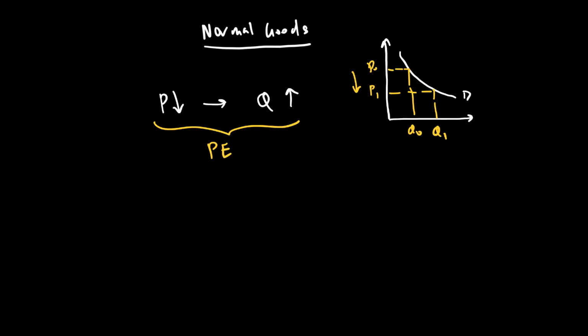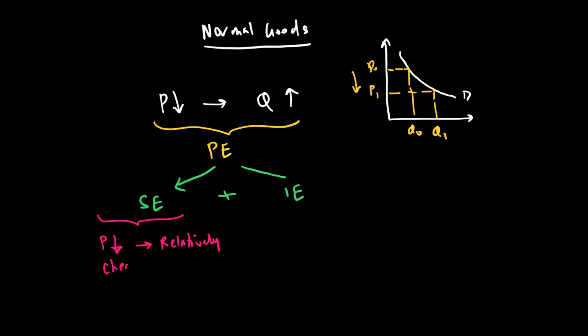And the price effect is made up of two effects, which are called the substitution effect plus what we say the income effect. Substitution effect and income effect, we say they happen simultaneously, and that's why they make up our total price effect. So what is substitution effect? Substitution effect simply says this, that if the price of a good goes down, it will become relatively cheaper than its substitutes. Let me write this, relatively cheaper than substitutes.